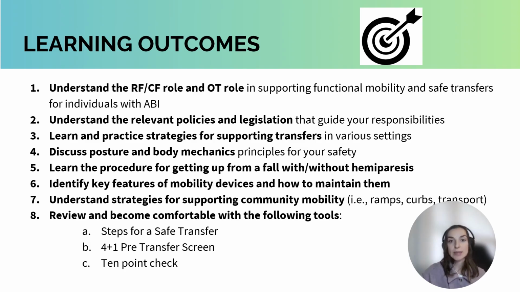The first is understanding the RF and CF role as well as the OT role in supporting functional mobility and safe transfers for individuals with ABI. Second is understanding the relevant policies and legislation that guide our roles and responsibilities. Third is learning and practicing strategies to support transfers in various settings. Fourth is discussing posture and body mechanics principles to prevent injury. Fifth is learning the procedure for getting up from a fall with and without hemiparesis. Sixth is identifying the key features of mobility devices and how to maintain them. Seventh is understanding strategies to support community mobility. And eighth is reviewing and becoming comfortable with a variety of transfer and mobility tools.